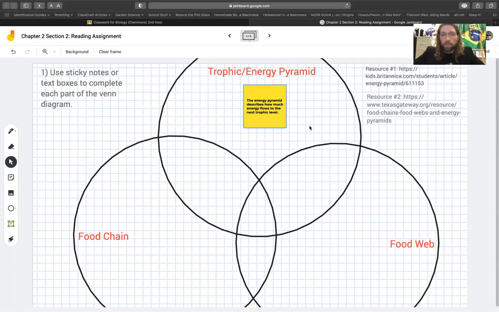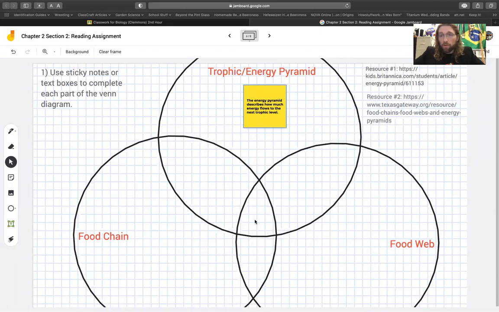Well, what characteristics does a trophic pyramid and the food web share together? That's what this space is for. What about food chain and trophic pyramid right here? What about food web and food chain? What do they share? So you've got to figure those things out. It could be something that they both don't have. That might make it a little bit easier for you. And then what thing or things do all three share?